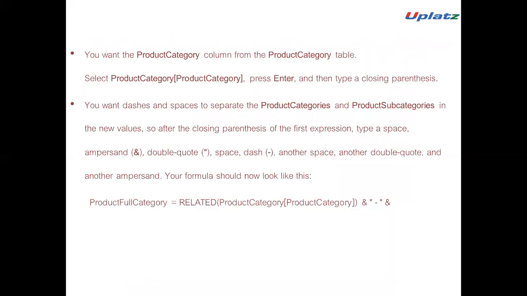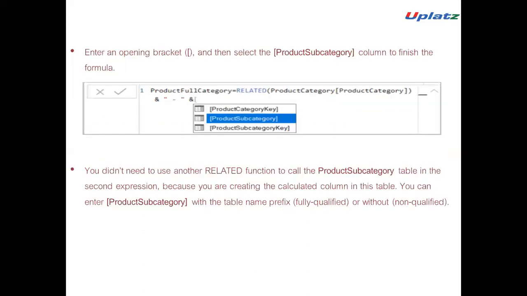This is the beauty of a relationship. And we want the product category. Then we type the closing parenthesis, and to separate the expression we use quotes with a dash and another ampersand. And then the equivalent RELATED function, that is product subcategory, and then we finish the calculation and press enter. So here again there is no need to take help of the function.